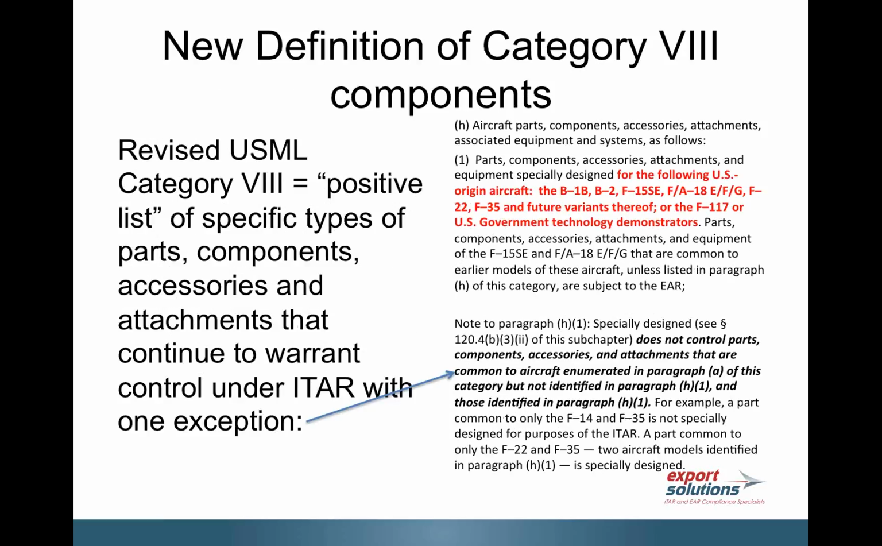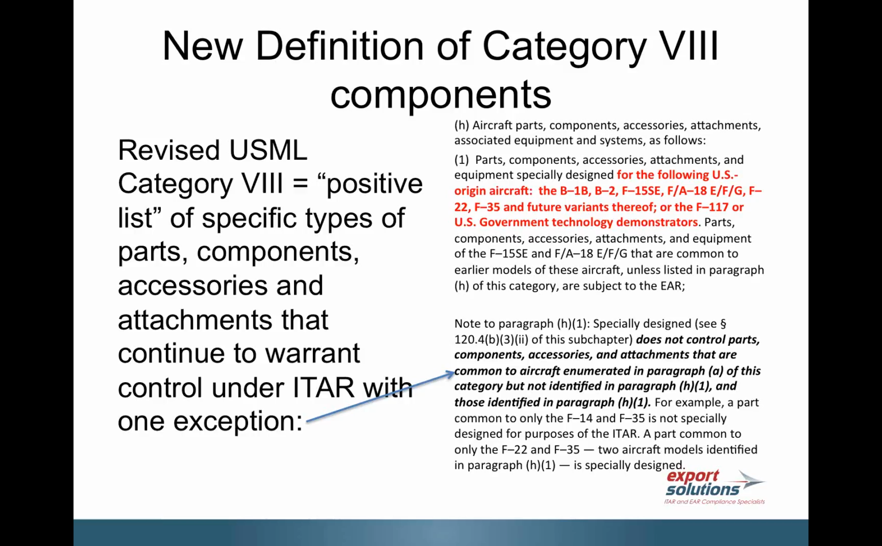When we talk about the components under Category 8, Category 8 has been revised to have a positive list of specific types of parts, components, accessories, and attachments that continue to warrant control. If you notice, we're in subparagraph H of Category 8: parts, components, accessories, attachments, and equipment specially designed for, in red, the following U.S. origin aircraft. They're specific. You have the B-1, the B-2, the F-15 SE, FA-18, the later models, the F and G only, the F-22, the F-35, and any future variants thereof, or the F-117 or any U.S. government technology demonstrators. So right off the bat, you may say, the F-16, which is the most ubiquitous aircraft in the free world, is conspicuous by being missing from this.